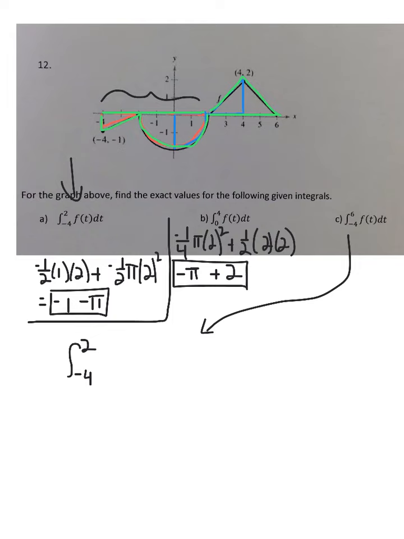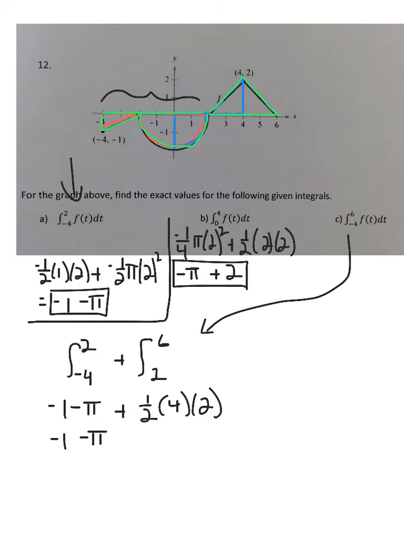So we know that that is -1 minus pi. And then I'm going to integrate and look at the area under the curve from 2 to 6. And that's the green triangle above the x-axis that I have. So 1/2, and the base is 1, 2, 3, 4, and the height is 2. So I've got -1 minus pi plus 4. And that ends up being 3 minus pi. There's your answer.